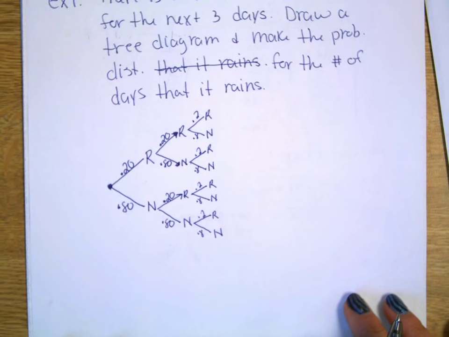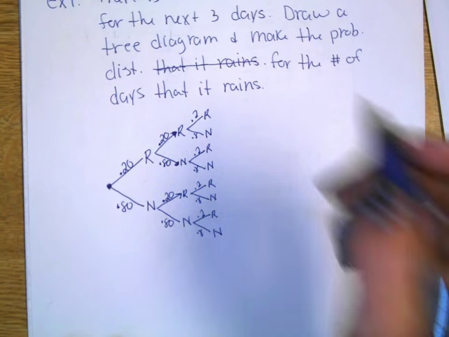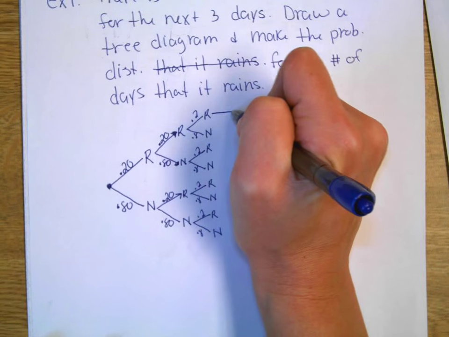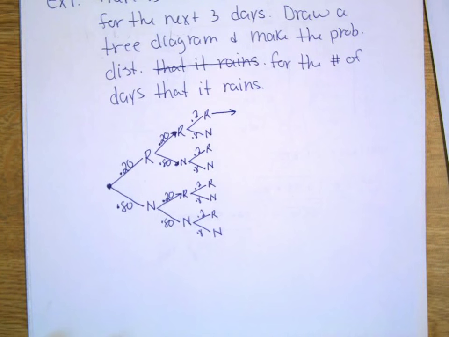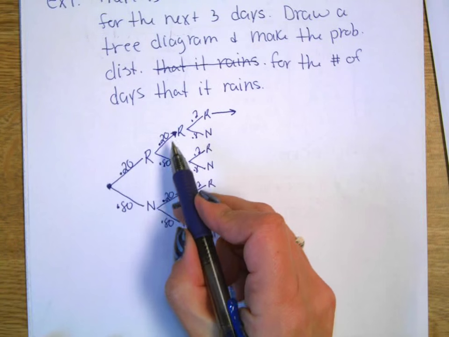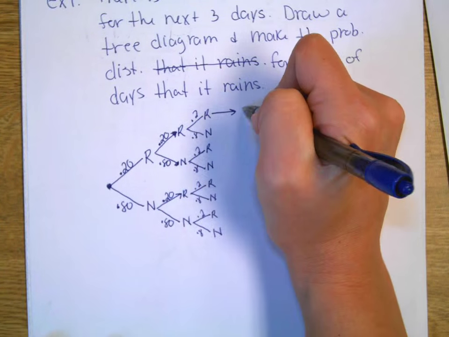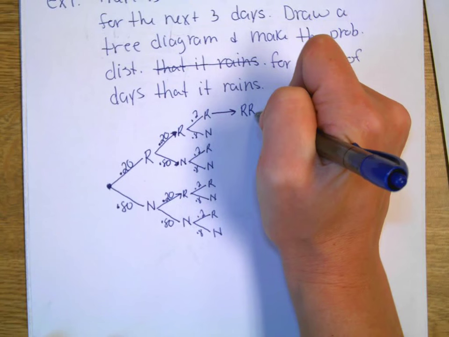You're behind. Okay. So what does this first branch of my tree represent happening over my 3-day period? Can you read that? It rained all 3 days.